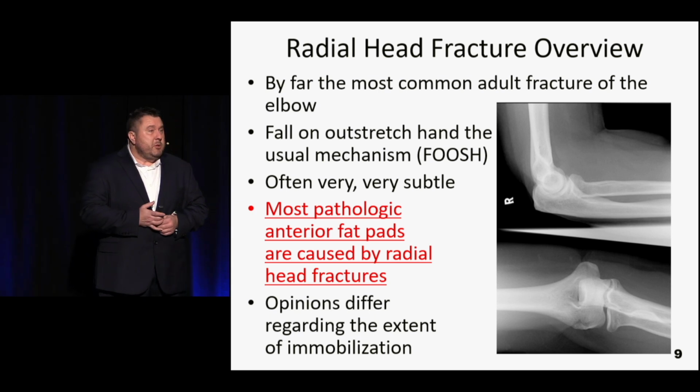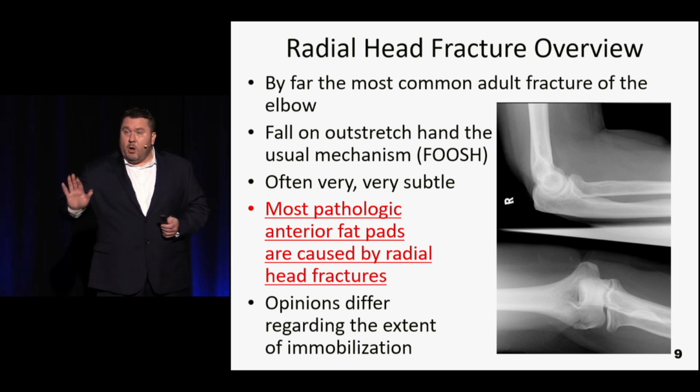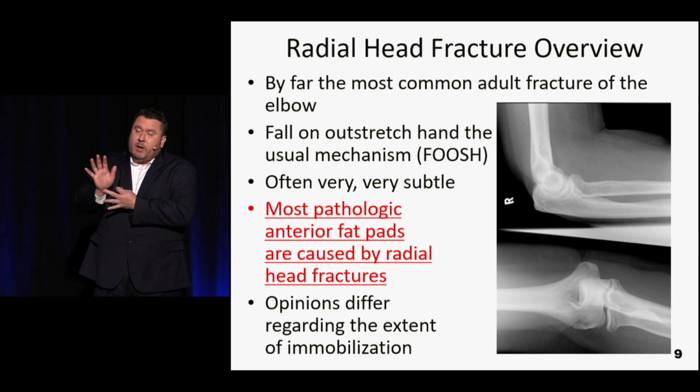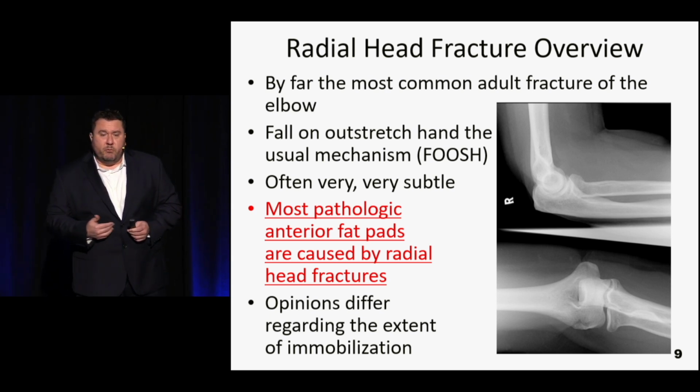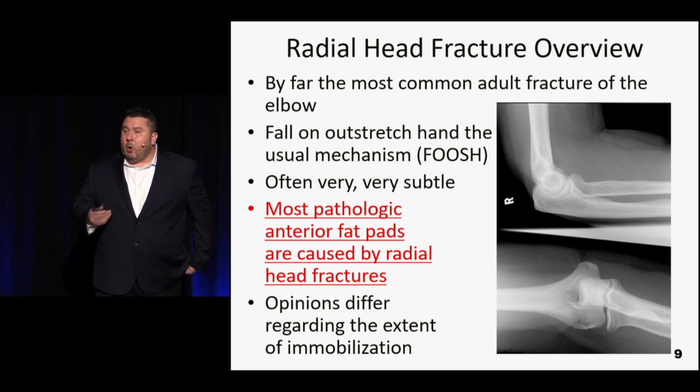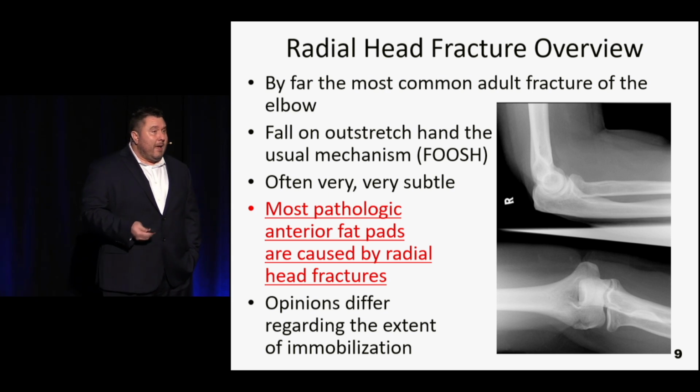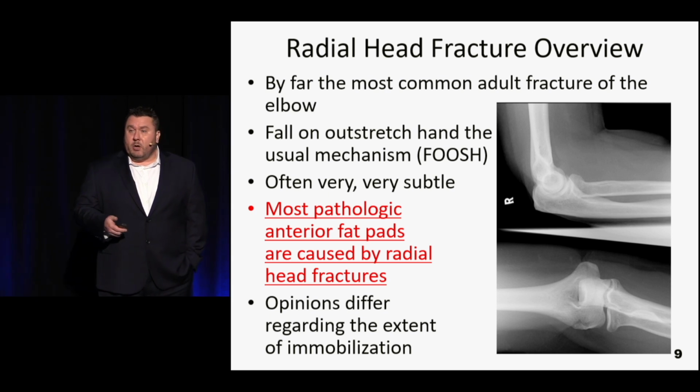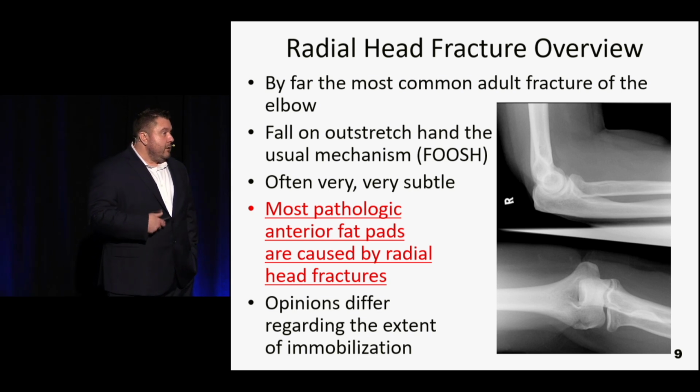So radial head fractures, those are definitely common in our adults. We see those a lot, especially with our FOOSH injuries. So that fall on an outstretched hand, we see a lot of distal fractures with that, but also a lot of proximal fractures as well. These definitely can be problematic, and especially if I'm seeing large fat pads, whether it's the big anterior or even a small posterior fat pad, that's really concerning that I have a fracture there. So get a good assessment.